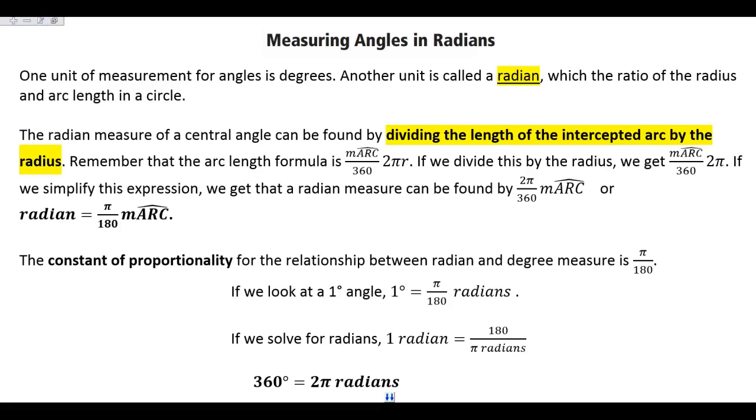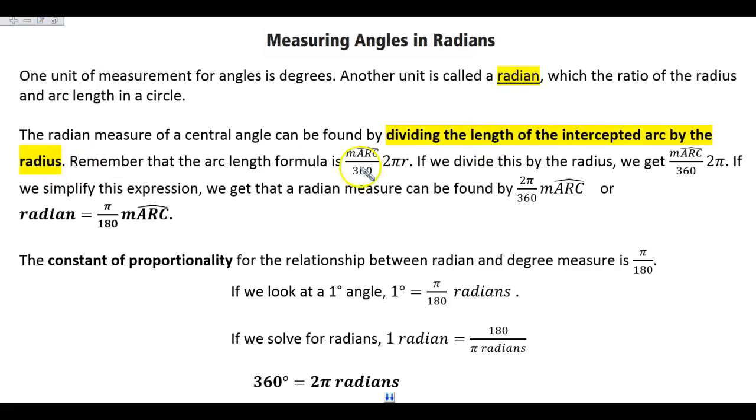Our typical unit that we've used all year has been degrees. But beyond that, there is another unit of measure called radians. A radian is the ratio of the length of the arc and the length of the radius. So when we're looking for the radian measure, we can divide the length of the arc by the radius.